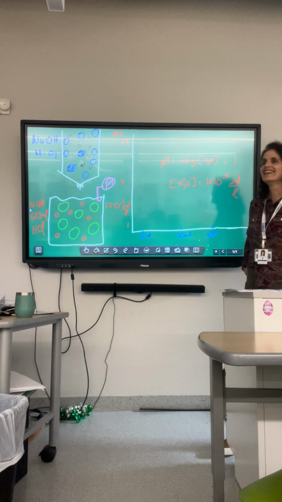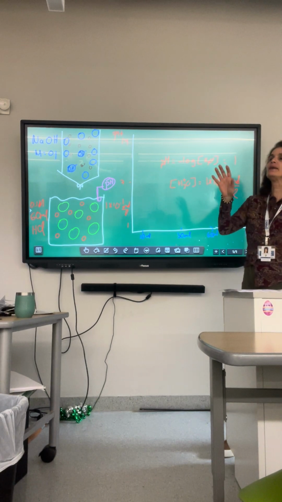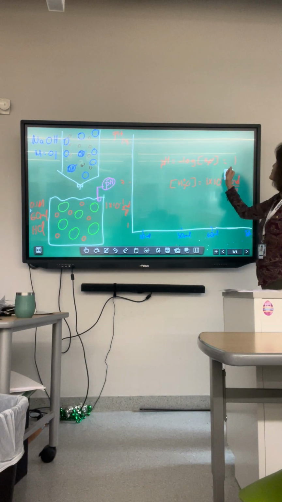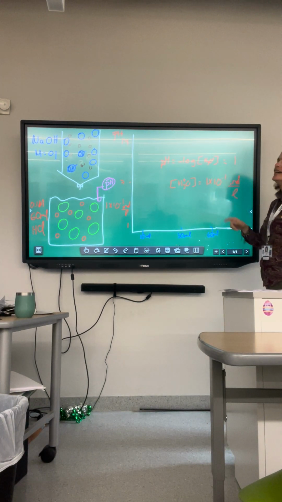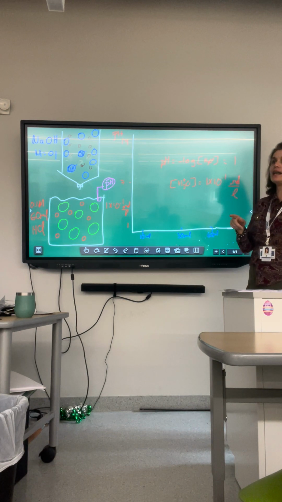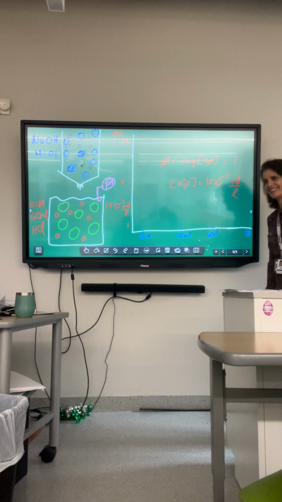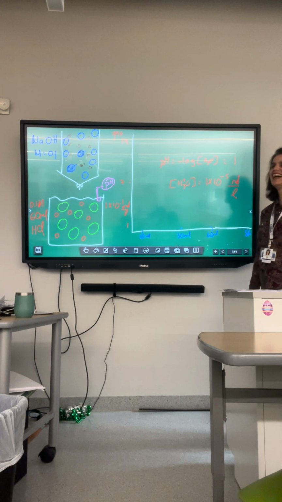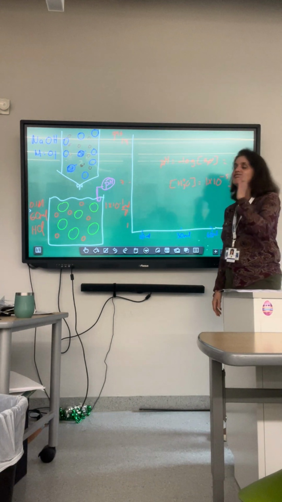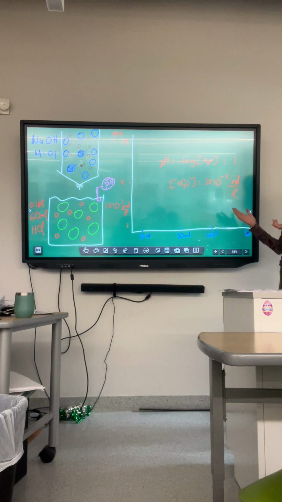How is that wrong? So the pH of 1 times 10 to the negative 1 is 1. Okay, yeah, no, sorry. 1 times 10 to the negative 2 is 2. 1 times 10 to the negative 5 is 5. It is fine, I'm kidding. We all get distracted, but it happens.